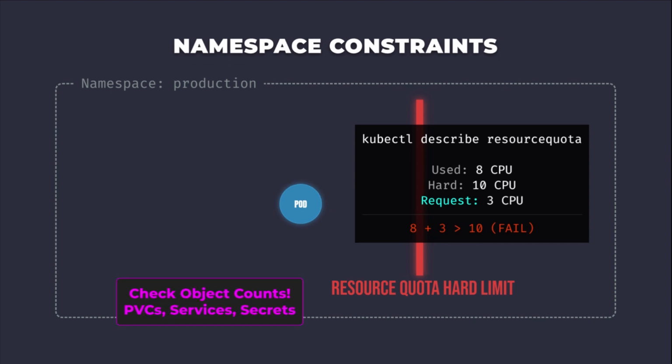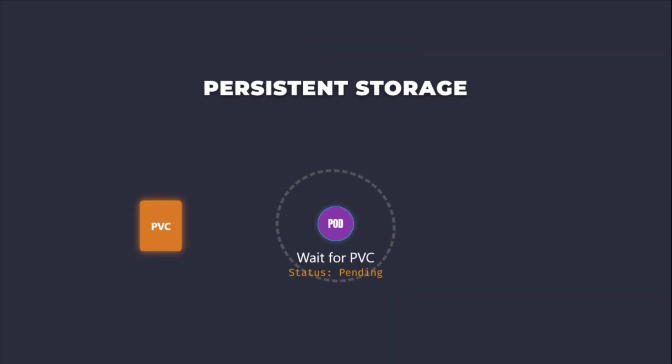A common error is exceeding the quota count for persistent volume claims or services, even if compute resources appear sufficient. Quota violations are reported directly in the pod events as failed scheduling due to resource quota.